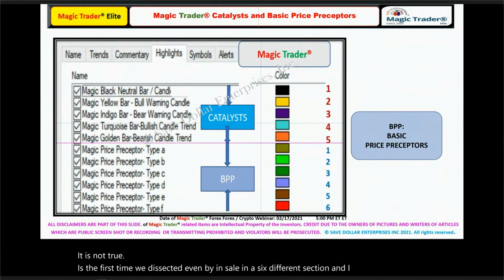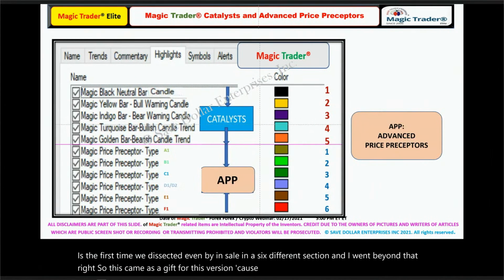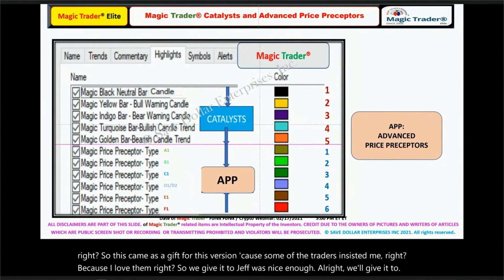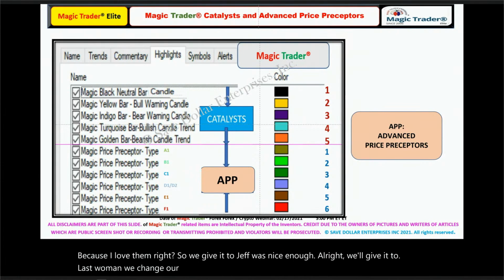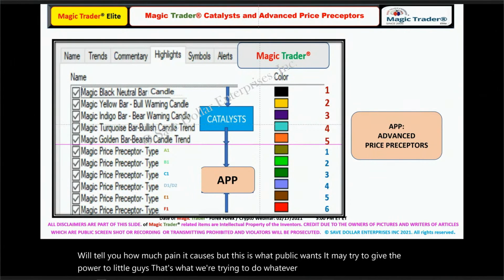So this came as a gift for this version, because some of the traders insisted, because I love them. So we give it to Jeff. Was nice enough. All right, we'll give it to them. Last moment we changed our mind. Jeff will tell you how much pain it causes, but this is what the public wants. We try to give the power to little guys. That's what we are trying to do, whatever we can, but we can't give them everything.